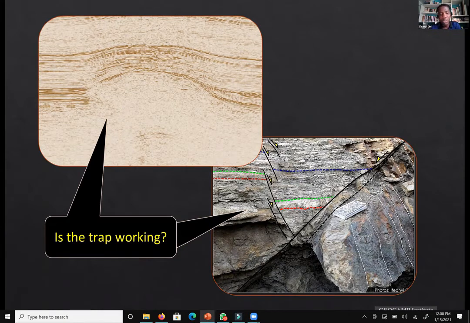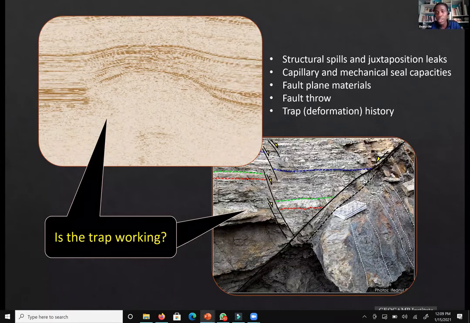In some other scenarios, you might have some kind of normal faulting that may create an arrangement that will be able to house hydrocarbon. We'll look at one or two examples as we progress. Either in a hanging wall or footwall, things might actually be preserved or kept in place. So when we say is the trap working, we have a number of things in mind. We think about structural spills, we think about juxtaposition leaks, we think about the rocks themselves, the rocks around that particular trap, the capillary and the mechanical seal capacities of these rocks.